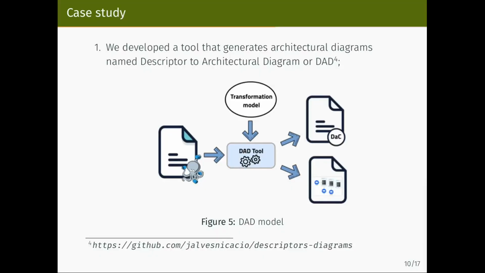In our case study, we compared the diagram of a real system with a diagram generated from a system descriptor file. We developed a tool that generates architectural diagrams, named Descriptor to Architectural Diagrams, or simply DAD. DAD receives a system descriptor file as input, and it generates an architectural diagram and a diagram as code script.